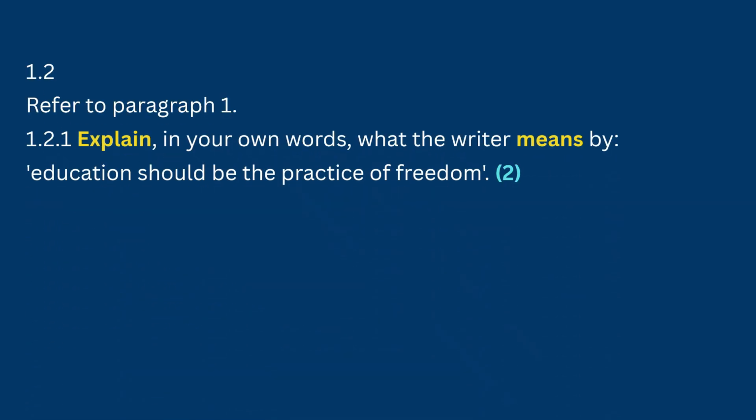1.2. Refer to paragraph 1. Now, you will be referred to specific paragraphs, and of course, you will need to focus on what's happening in that paragraph in order to do justice to that question. However, the wider context of the passage should be like a background app in your mind at all times. So, 1.2.1, explain in your own words what the writer means by education should be the practice of freedom, and this question carries 2 marks. I have isolated explain and means as your keywords here.